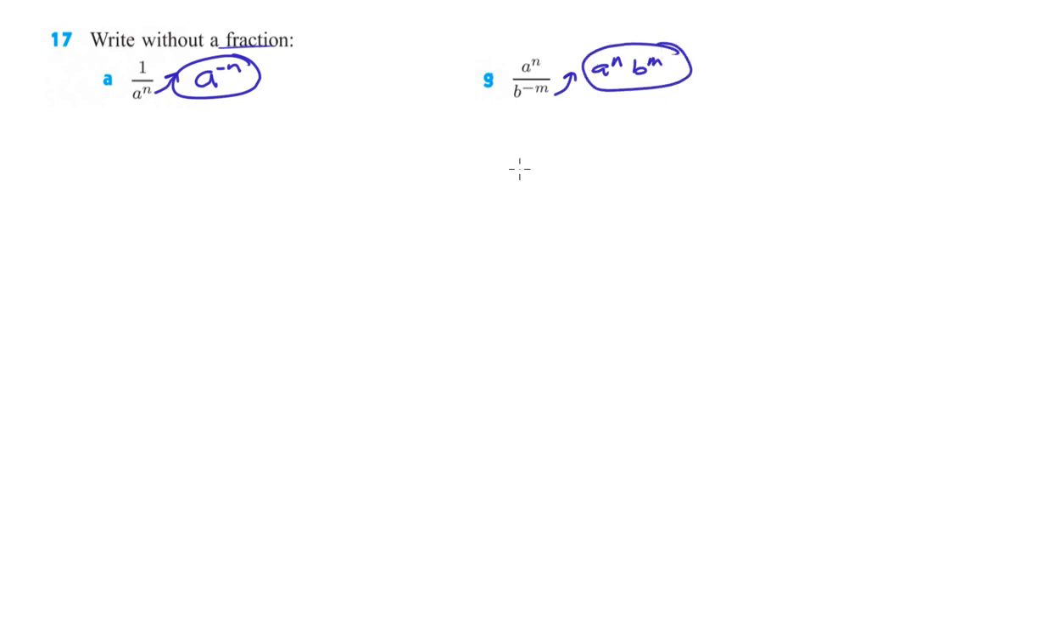Okay? All right. Number 17, write without a fraction. So this a to the n is going to come up top here. It's positive n on the bottom, so now it's negative n on the top. And it's really 1 times a to the negative n, so we just leave it as a to the negative n. Okay? B to the negative m is going to need to come up on top. The a to the n is fine right where it's at because it says write without a fraction, so we just got to move the bottom stuff up. Since that's b to the negative m on the bottom, we switch that sign to b to the positive m.